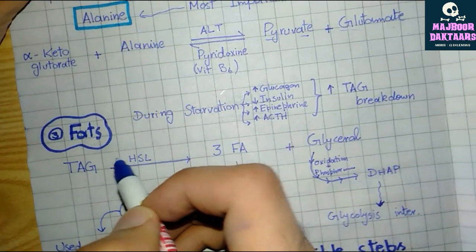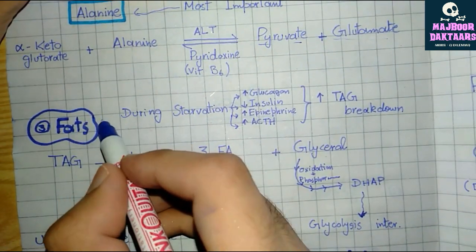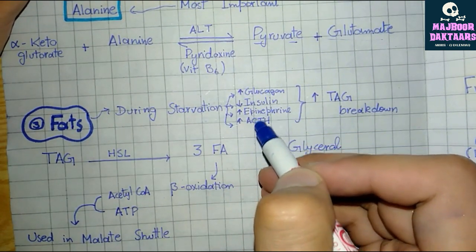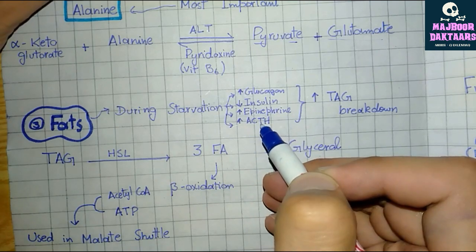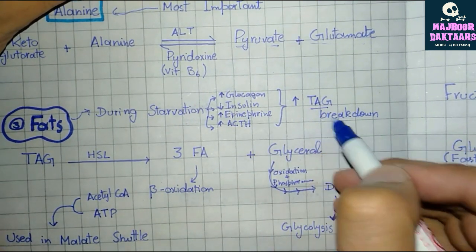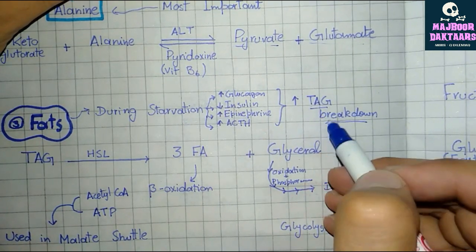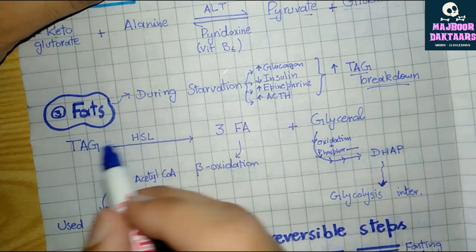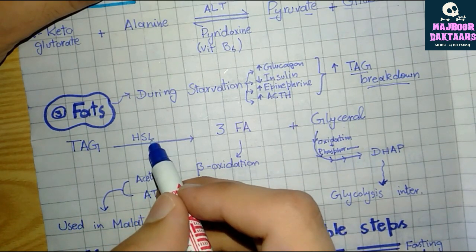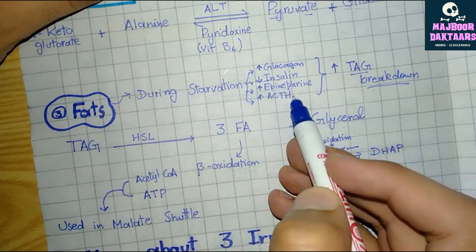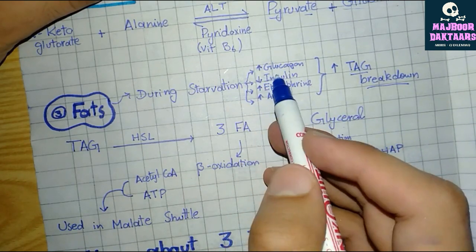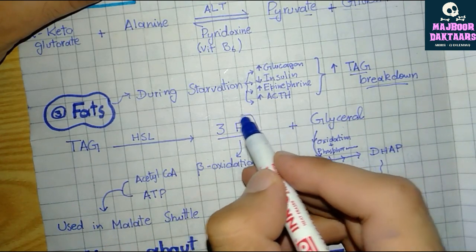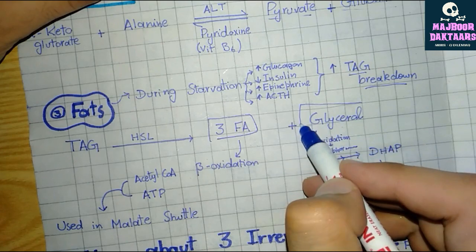So the third source of pyruvate is fats. During starvation, as we know, glucagon increases, insulin decreases, and epinephrine and adrenocorticotropic hormone increase. All these cause an increase in TAG breakdown. TAG means triacylglycerol. Now when the triacylglycerol inside the adipocytes is acted upon by hormone sensitive lipase, whose activity increases by the effect of all these hormones, the triacylglycerol breaks down into 3 fatty acids and 1 molecule of glycerol.